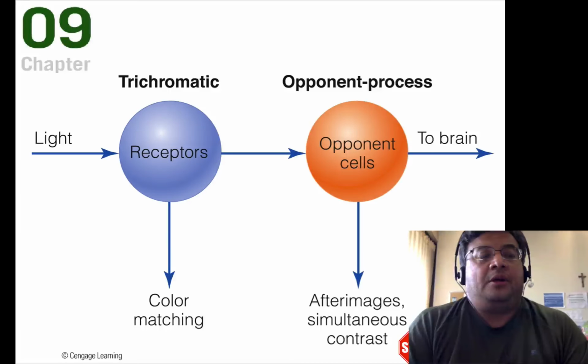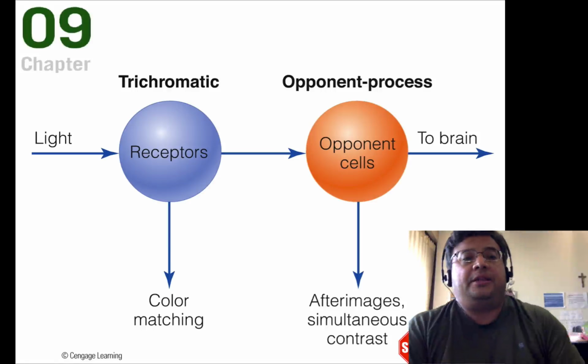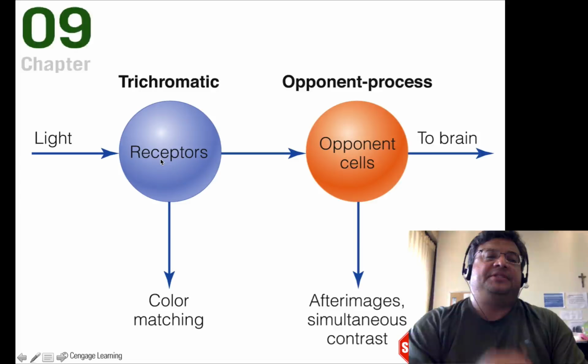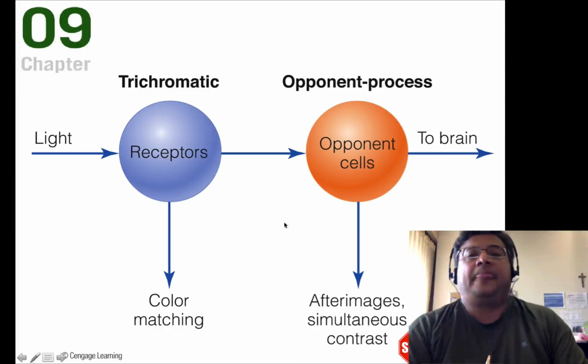So here you go, right? Here's a cartoon drawing of what I just said, right? So the trichromatic theory does a really good job of explaining to us how the receptors work. And in fact, it probably has something to do with color matching. Whenever a receptor for red gets stimulated, that gets activated.